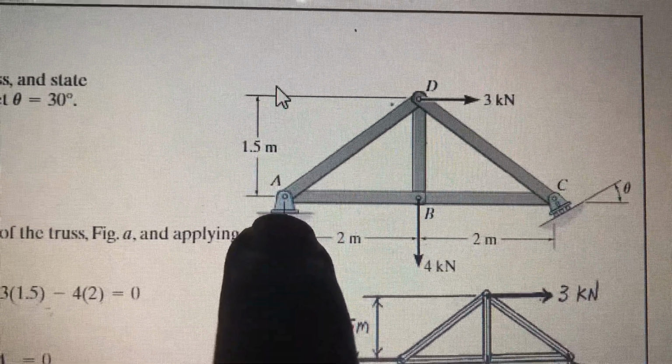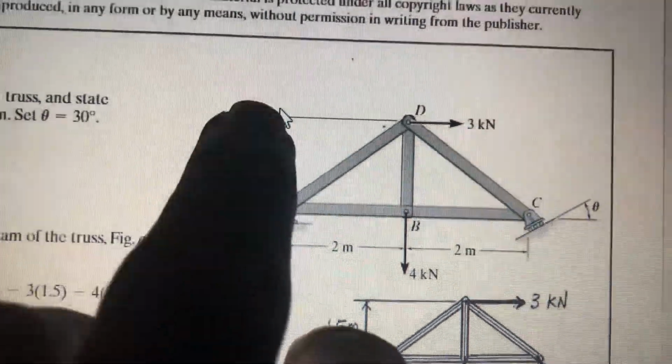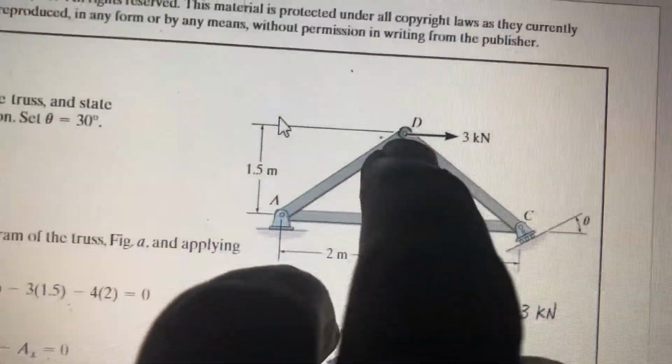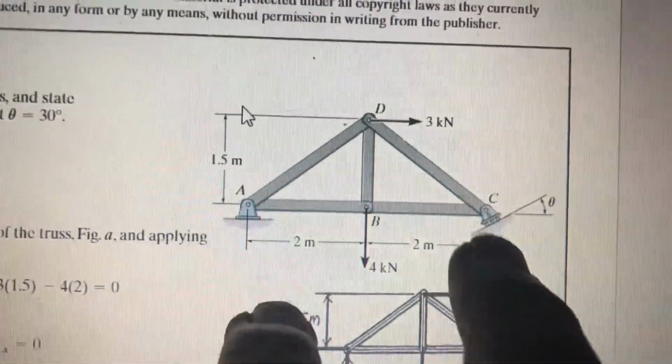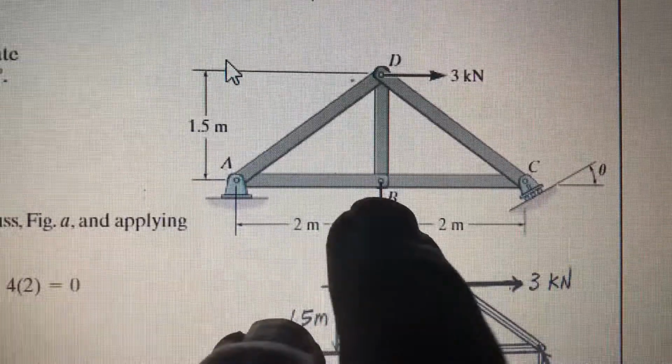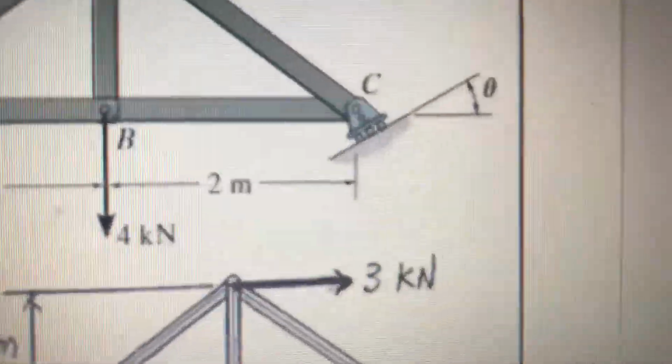pin A, that there is a reaction in the Y and a reaction in the X, 1.5 meter here, and there is a force here at this joint D, 3 kilonewton. And look at this force, 4 kilonewton at point P, 2 meter, 2 meter. And look at this ruler.